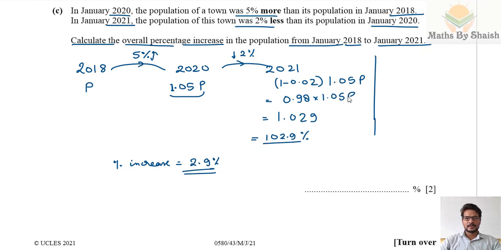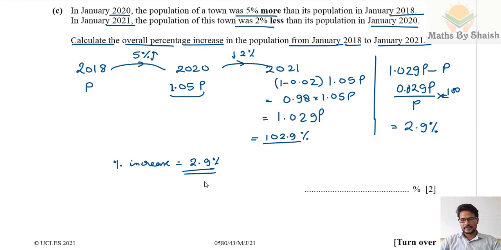Or by the basic method, first of all, the final population is 1.029 P, then minus the initial, that is 1 P, and we will get 0.029 P upon P, it is not 0.29, it is 0.029, and then we multiply this by 100, and we will get 2.9%, or we can do it this way directly.